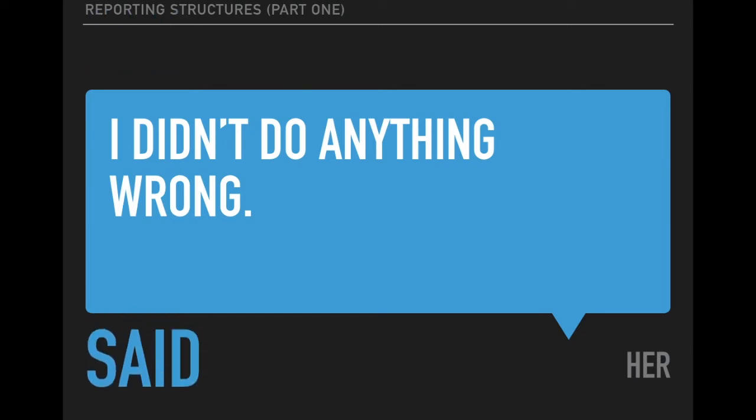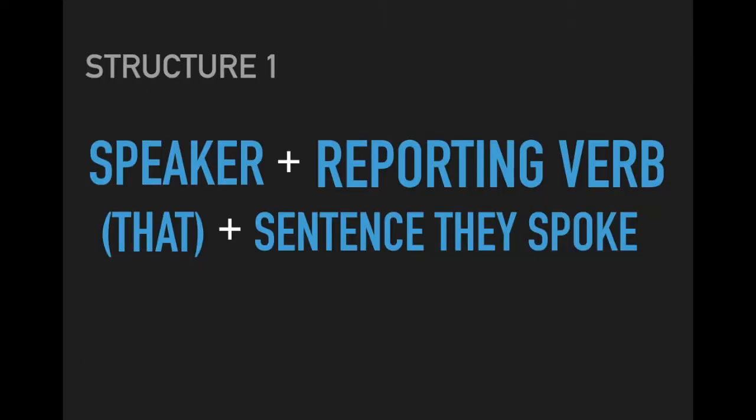All right, so the most basic way that we can report this is by using the first kind of reporting structure. This is the kind we use with verbs like said. So here's the structure broken down, and then I'll show you how we're going to do it with the example sentence. First, we have the subject of the person who is speaking. Then the reporting verb. You can put that if you'd like to, but if you don't, it's okay. And last, we'll put the sentence that they spoke.